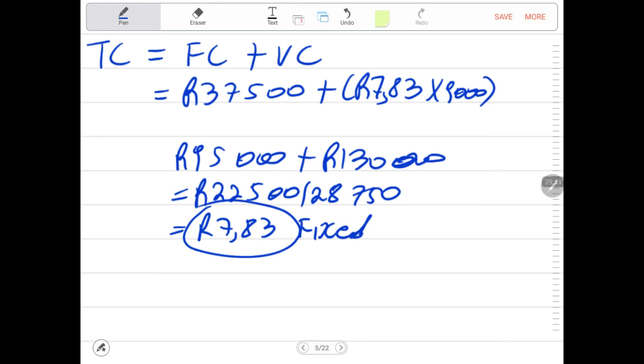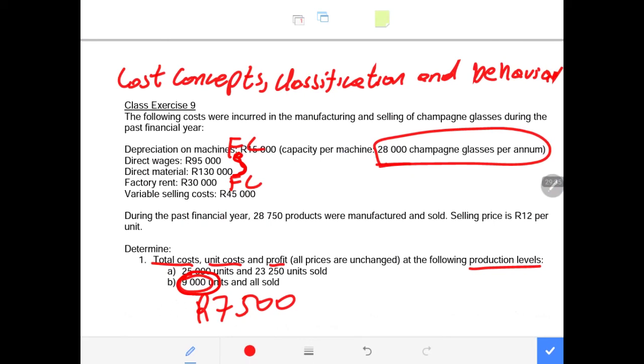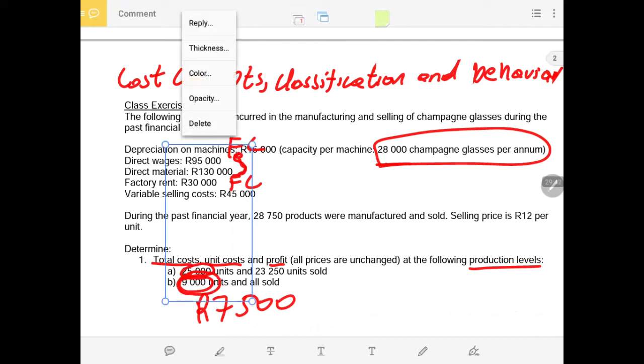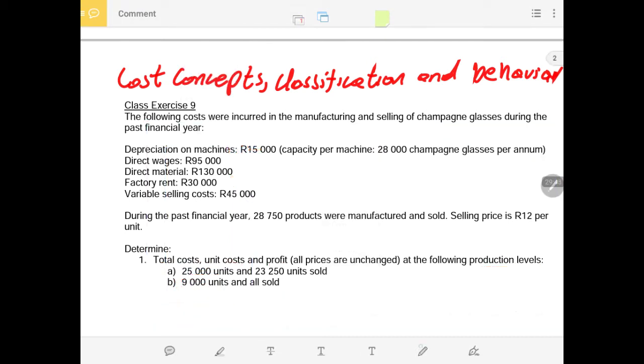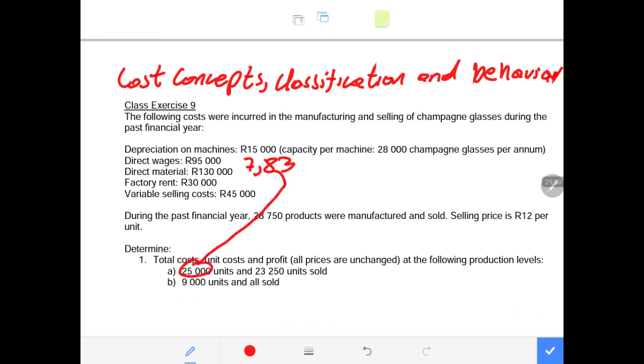So we can use the same amount that does not change, and we multiply by the number of units that are manufactured in the current period. In the current period, we manufactured 9,000 units. Even if you use the previous period, you can calculate your total cost based on the 25,000 units, but I don't want to go there, it would just drag time. You divide by the units manufactured and it will still give you the same 7.83 rand.